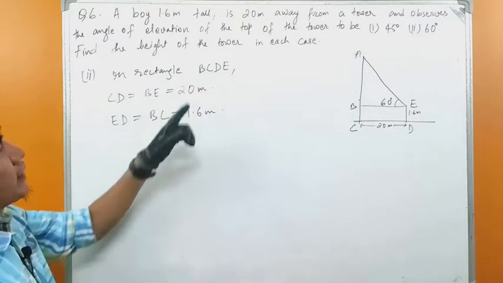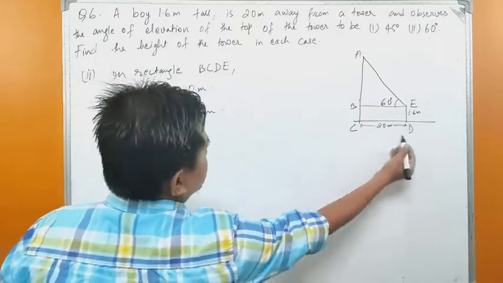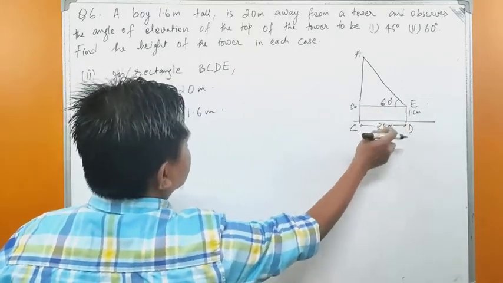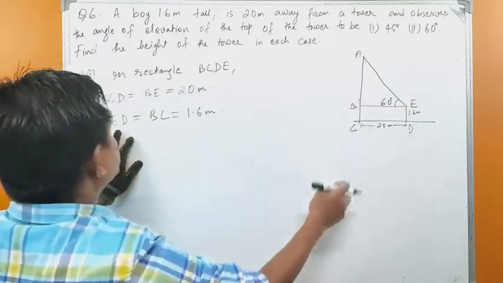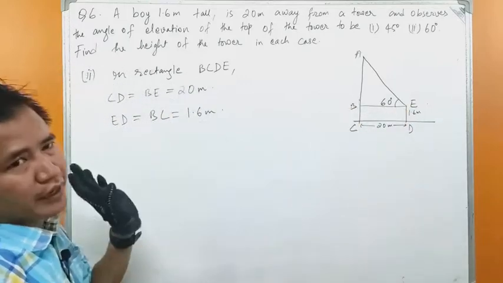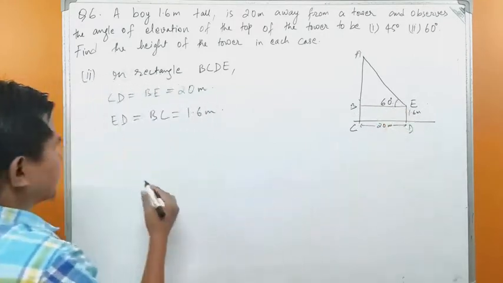Okay, in rectangle BCDE, CD should be equal to BE, these two are lengths, and ED should be equal to BC or CB, equal to 1.6 meter, the height of the boy. Now the angle of elevation is changed, that is 60 degrees, isn't it?